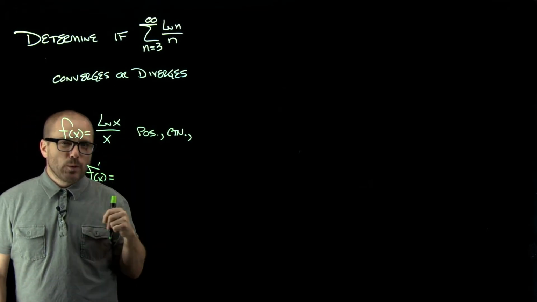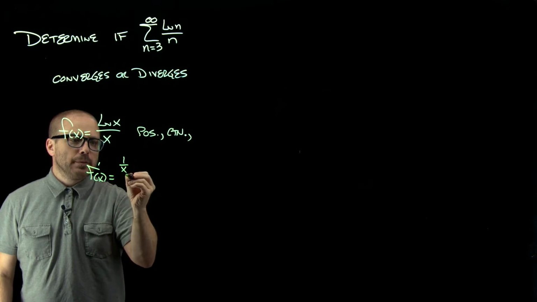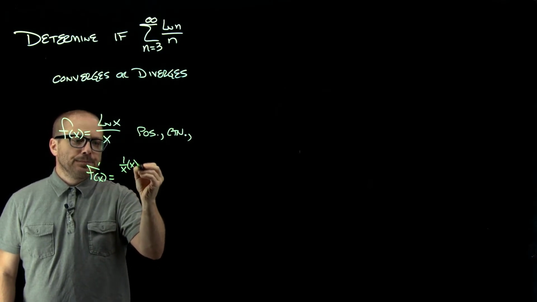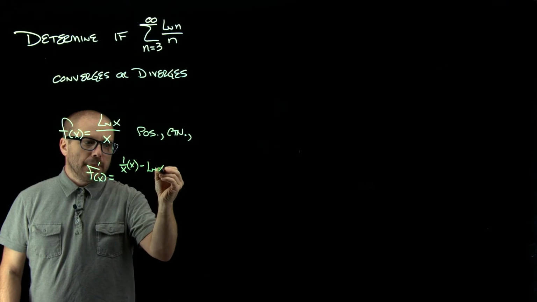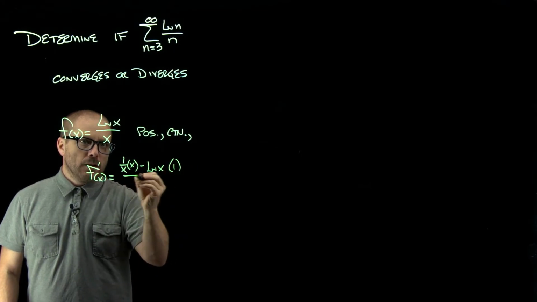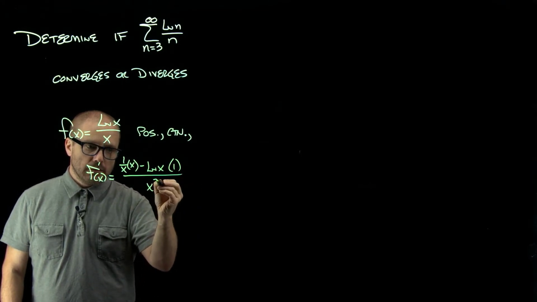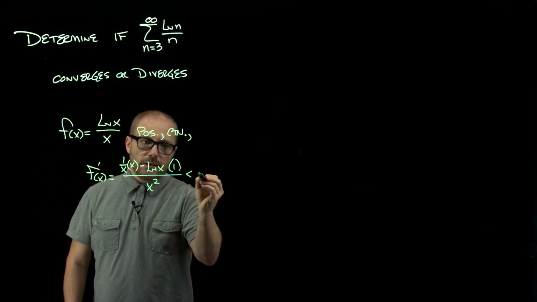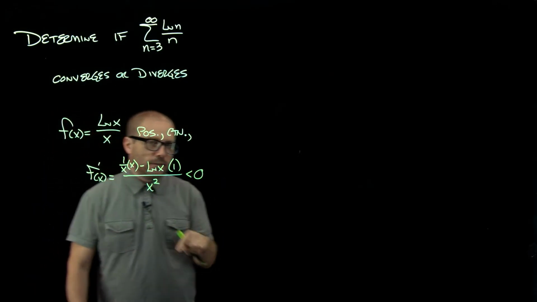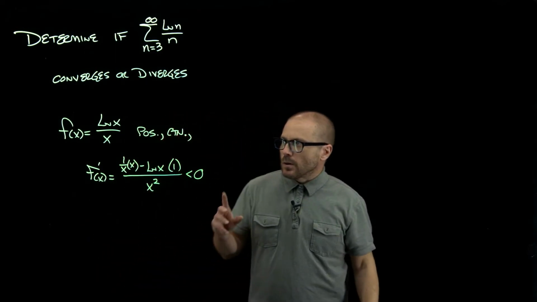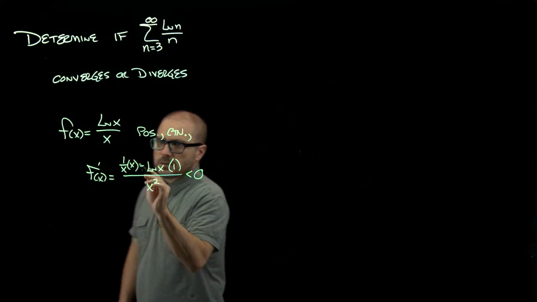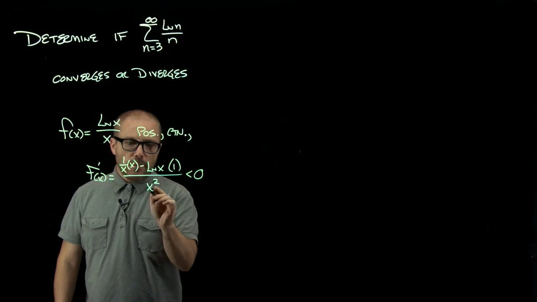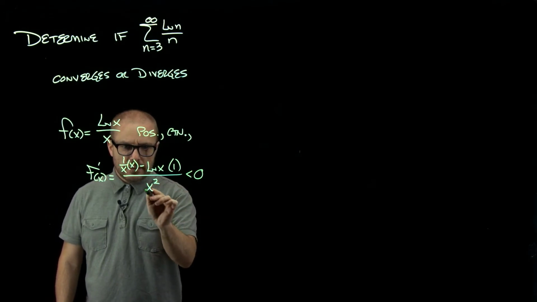We've got to do the quotient rule. So derivative of the top times the bottom minus the top times the derivative of the bottom, all over the bottom squared. And we want to know, when is that negative, right? A negative derivative means a decreasing function. So when is our function decreasing? Well, the bottom of this is always positive.